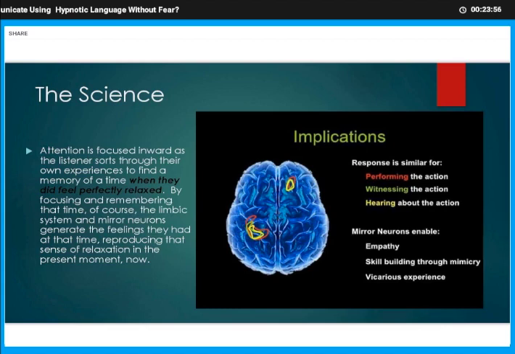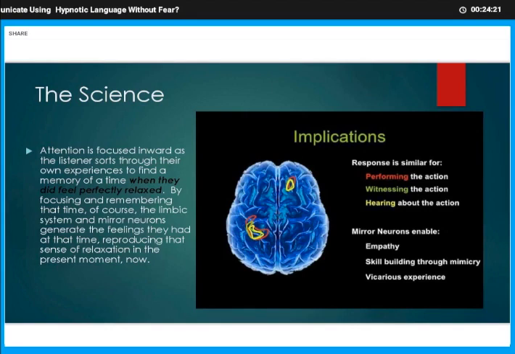The green is what lights up whenever you're witnessing someone else do an activity. And the yellow is the part of the brain that lights up when you're hearing about the action. And this comes from mirror neurons. So when I'm talking about an activity or a feeling, the yellow part of your brain lights up as if you were performing the activity yourself. That's why hypnosis is so highly, highly effective.